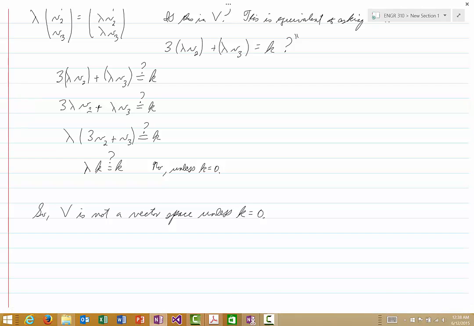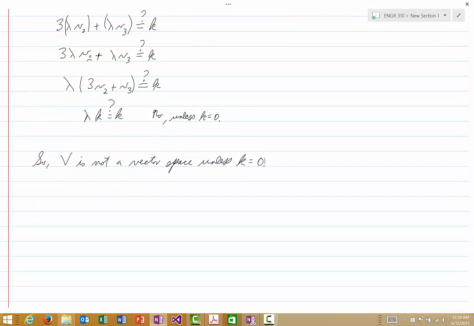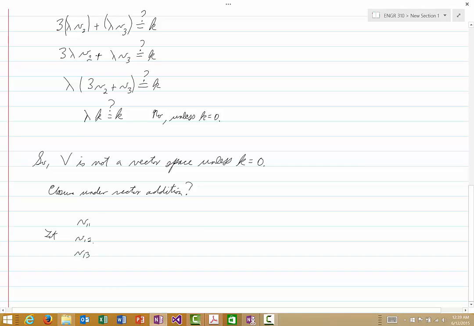And actually, if we checked closure under vector addition, we would come to that very same conclusion. We really don't need to go any further here unless you want to assume that k is 0, but let's just see how it would go. So closure under vector addition, how would we check that? Okay, well here you pick 2 vectors in V. So we'll say let v11, v12, v13 and v21, v22, v23 be elements of V.